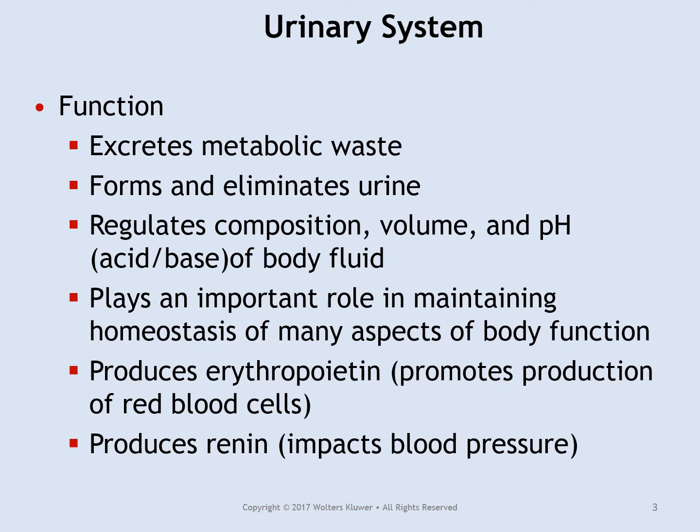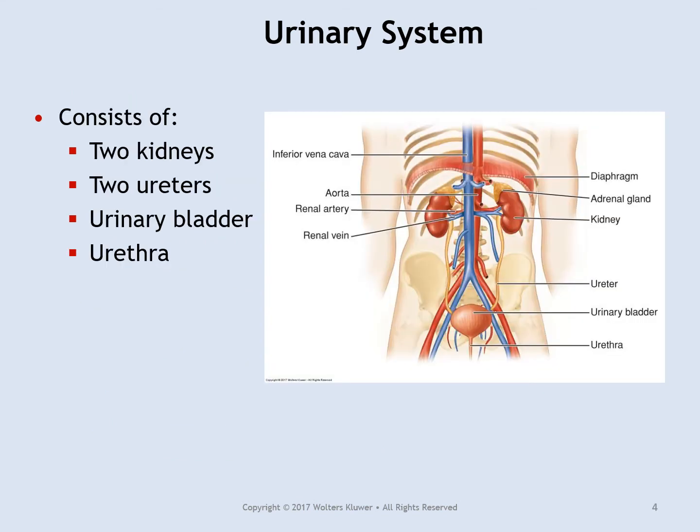So the urinary system excretes metabolic waste, forms and gets rid of urine, regulates homeostasis, volume, pH of body fluid, and produces erythropoietin, or EPO, which is a hormone that causes the production of red blood cells, and renin, which is involved in regulating blood pressure.